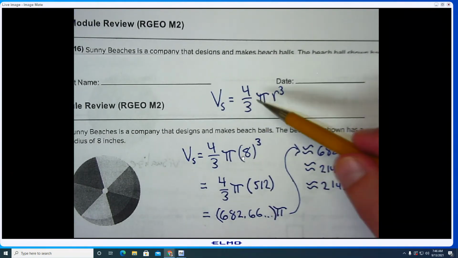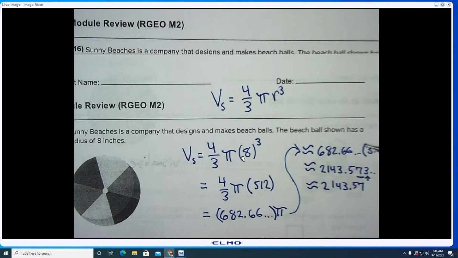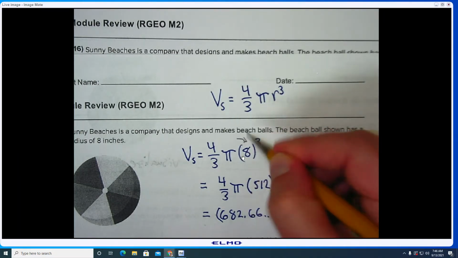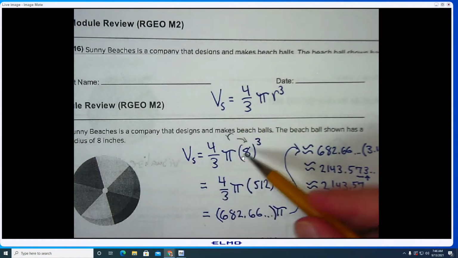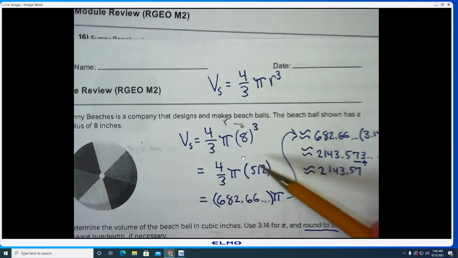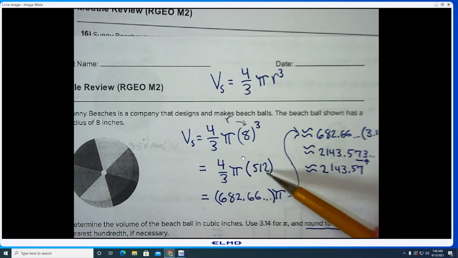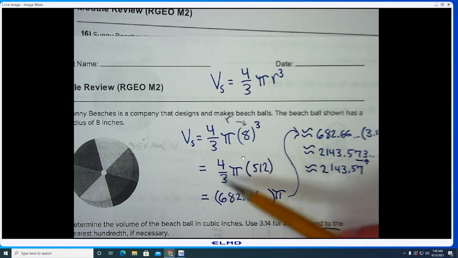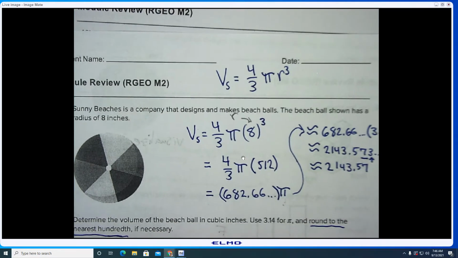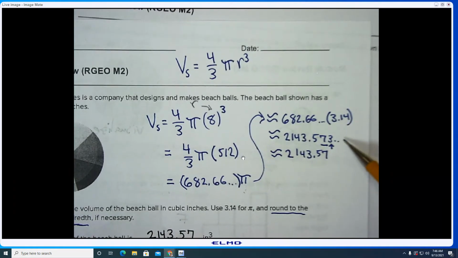So the volume of a sphere is 4/3 pi r cubed. The radius is 8. So we plug that radius in. Radius is 8. And exponents come first. 8 cubed is 512. Then we do the multiply. So times 4/3. I got this right here. And notice I kept my pi the whole time. Now we plug the 3.14 in. That's what it told us to do. Use 3.14 for pi. And so I get this.